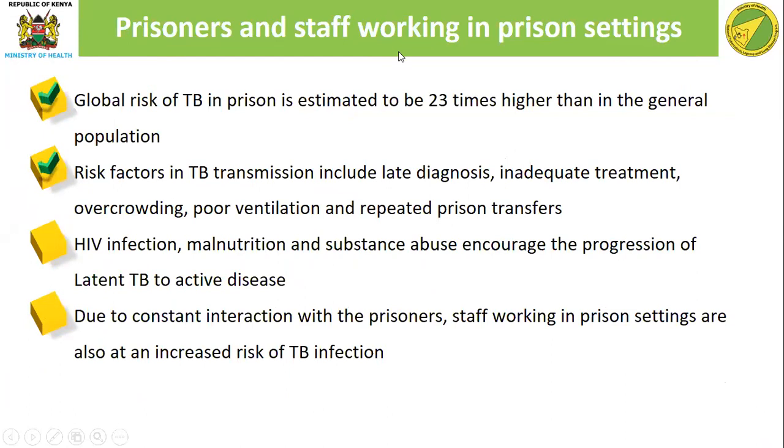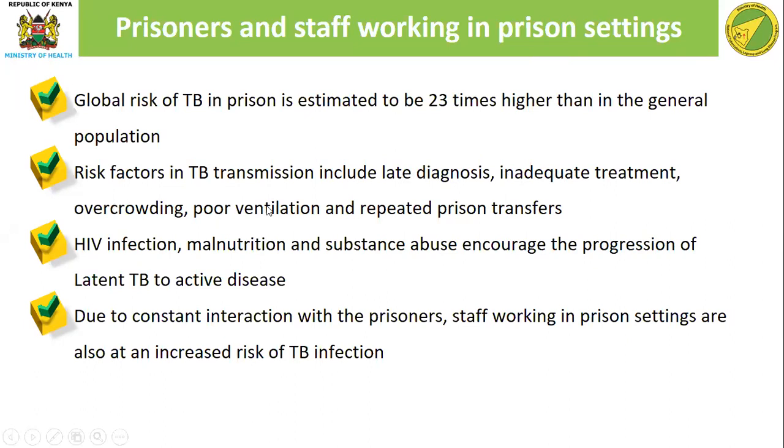We move to the prisoners. Prison settings, again, the global risk of TB in prison is high, 23 times higher compared to the general population. There are so many risk factors that make our prison settings a TB breeding area. Things to do with late diagnosis of TB. So you have an inmate, maybe the diagnosis of TB will be delayed, so that means they will have exposed or transmitted the disease to so many other inmates by the time this diagnosis is made. We also have, sometimes, inadequate treatment, maybe they do not complete, so the issues of loss to follow-ups are also high in the prison setting.